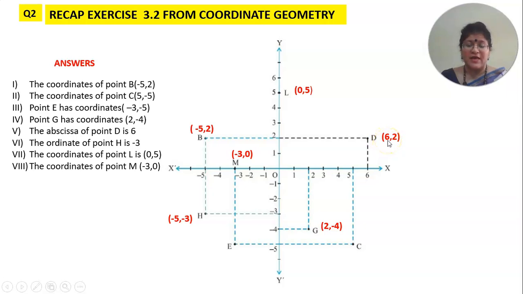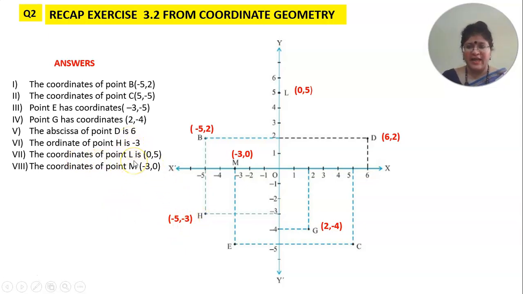So it is 6. So if you get a question, what is the abscissa? Then it will be only one number that you have to write. Similarly, what is the ordinate of this D? The ordinate of this D will be 2. Okay. And 6 comma 2 together is called the coordinates of point D. So likewise, all these answers are given to you here. Please go through them. Ordinate of H. Ordinate means the y coordinate of H. So look for point H. The ordinate is minus 3.